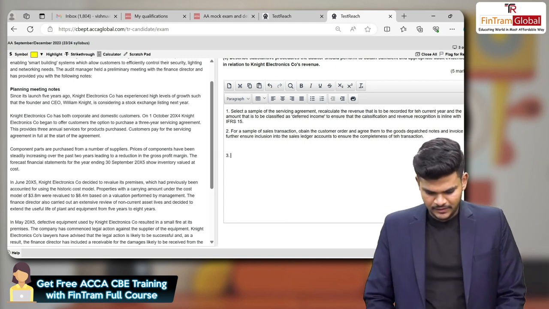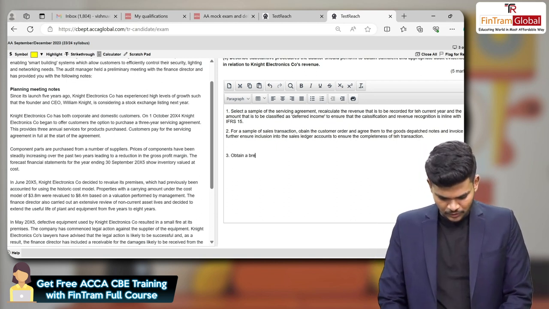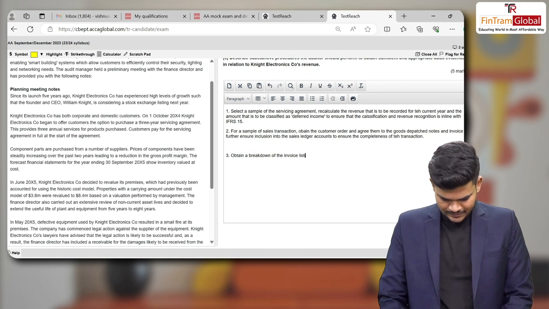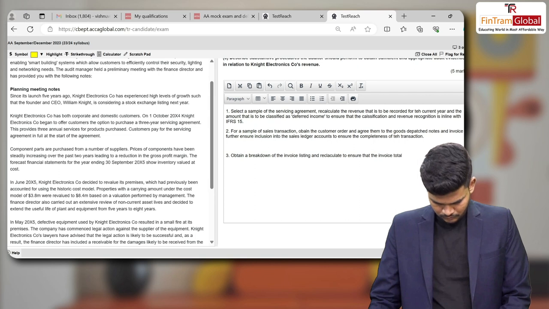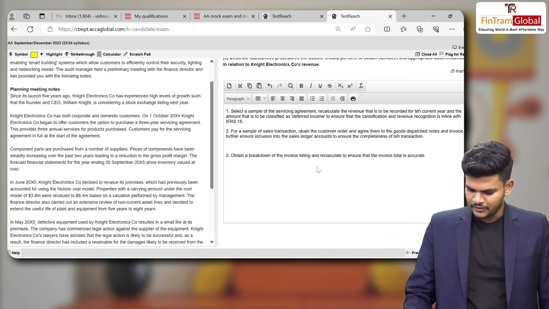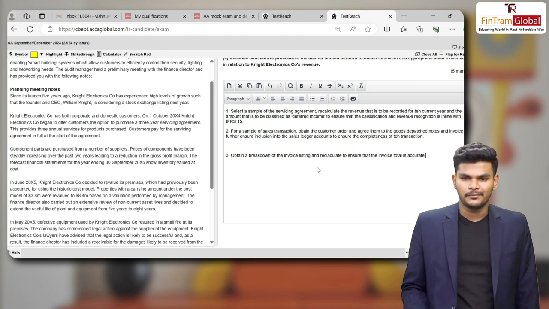Now, what else? We need three more, right? What other procedures can be done? We can obtain a breakdown of the invoice listing and recalculate to ensure that the invoice total is accurate. A simple accuracy procedure. That's basically all there is to it, and it has those two elements, right? What needs to be done and why we are doing it as well.